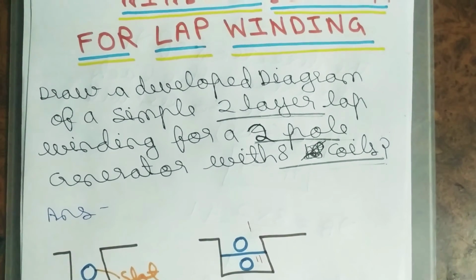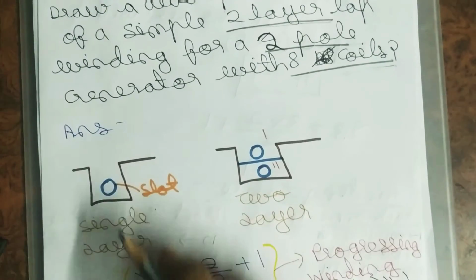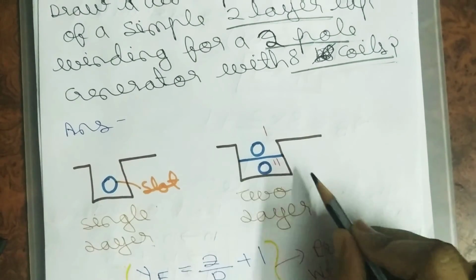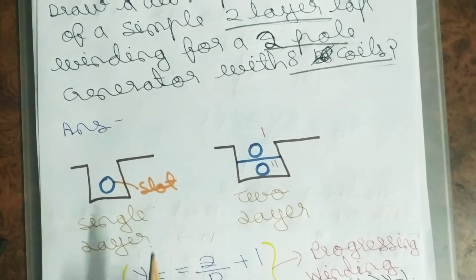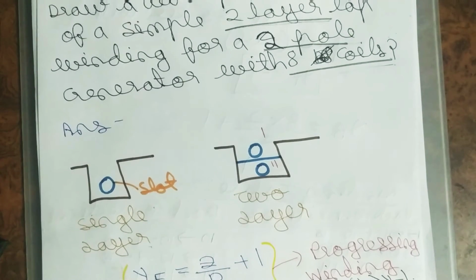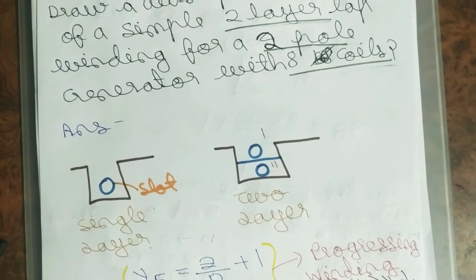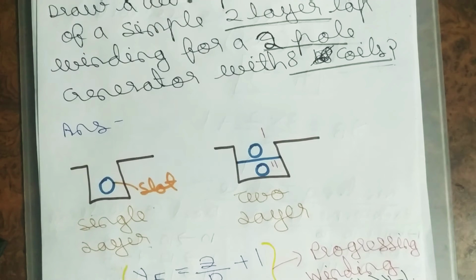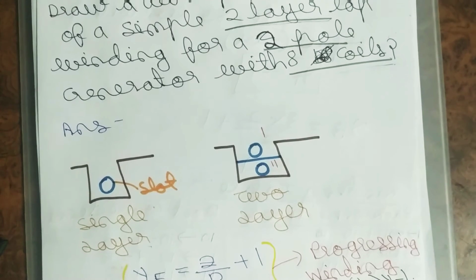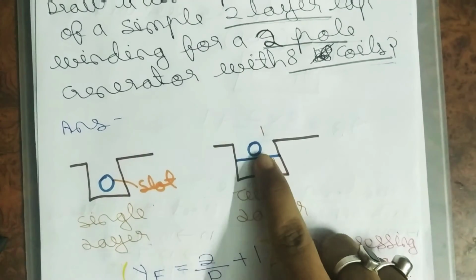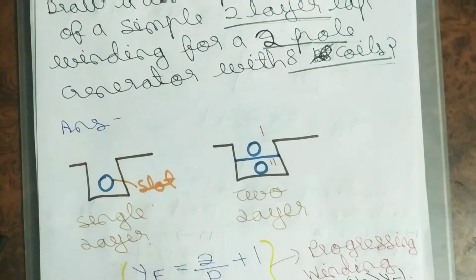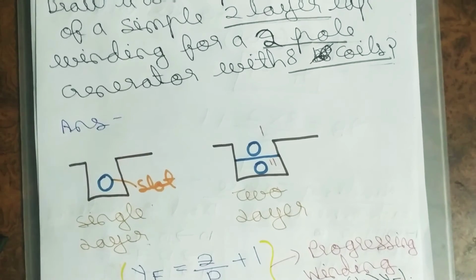So first of all, you need to know what is a layer, two-layer. This is a single layer, this is the double layer, which you can also call two-layer. The difference between the single layer and the two-layer is there will be one slot for single layer and two slots for double layer or two layer. So this is a slot. Here you can see there is only one slot, and here there are two slots, 1 and 2. So this is all the difference.